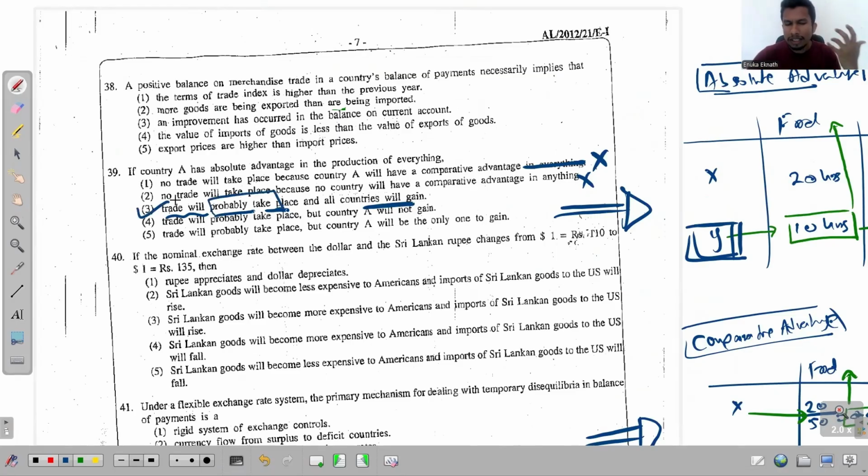Yeah, so that's the answer. And then the fourth one, trade will probably take place but country A will not gain. Then why do they engage in international trade if they don't gain anything?